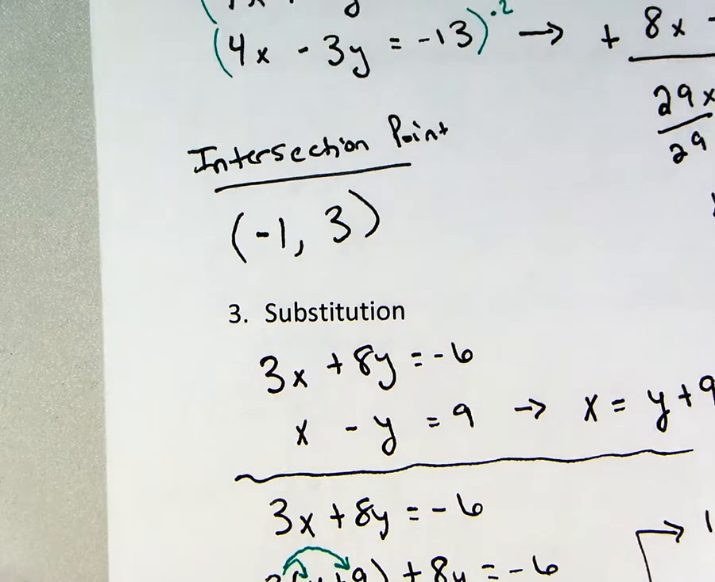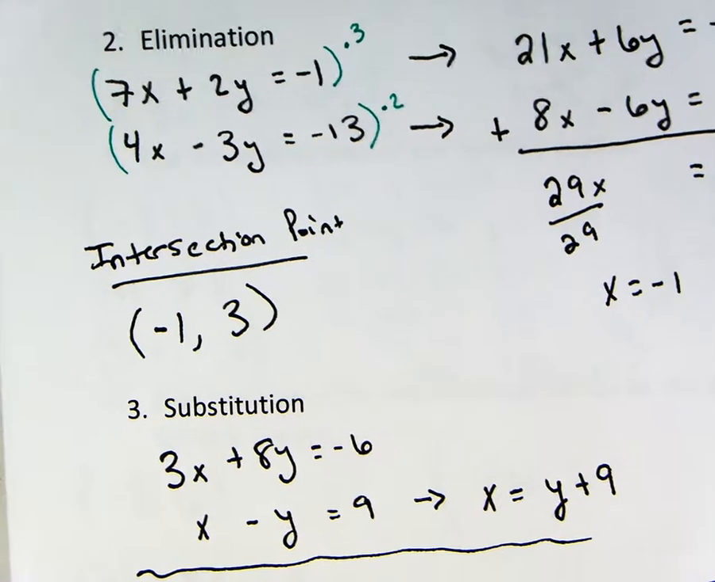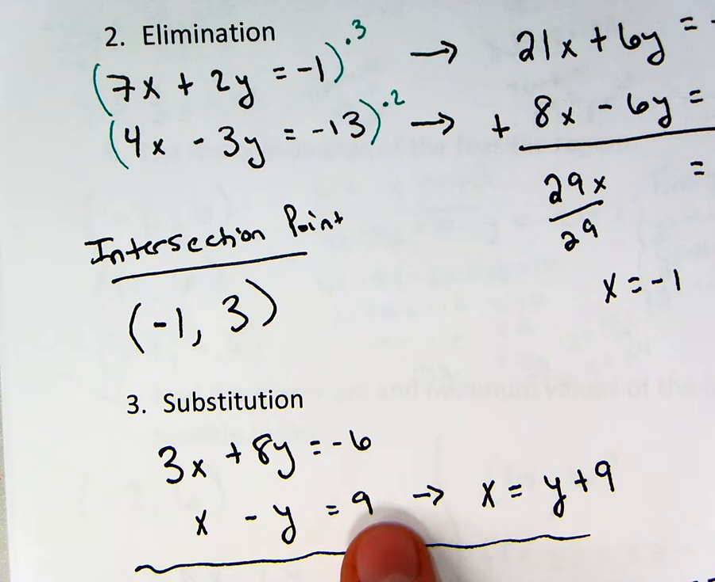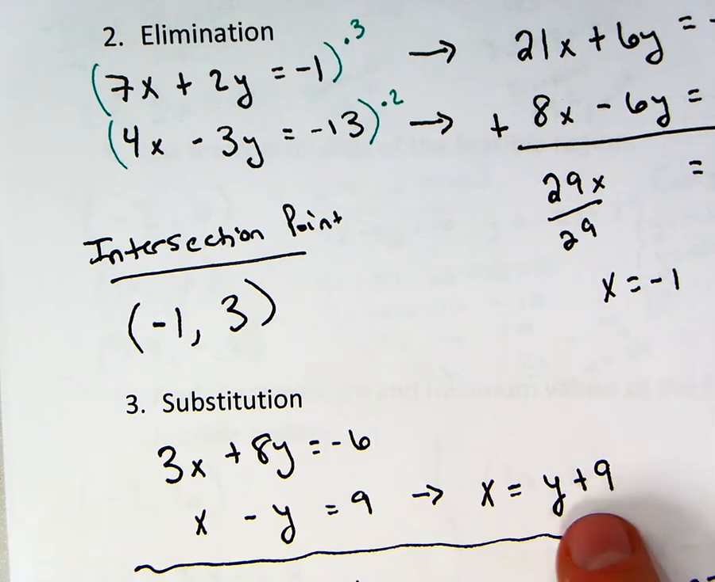The last one is substitution. And what you have to do here is you have your two equations of lines. Decide which one you want to basically solve for x or solve for y. I chose to solve for x here, so I added y on both sides, and I get x equals y plus 9.